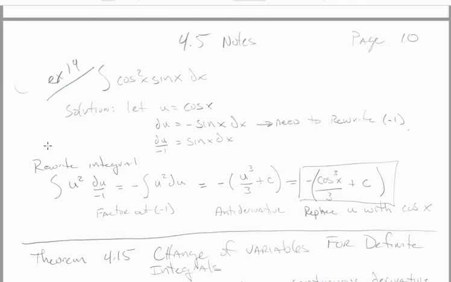Now we treat everything the same way. We take the antiderivative of u squared, which is u cubed over 3 plus c, but we've got to make sure that negative stays in front. Then we replace u with cosine of x, so our final answer ends up being negative the quantity of cosine cubed x over 3 plus c.